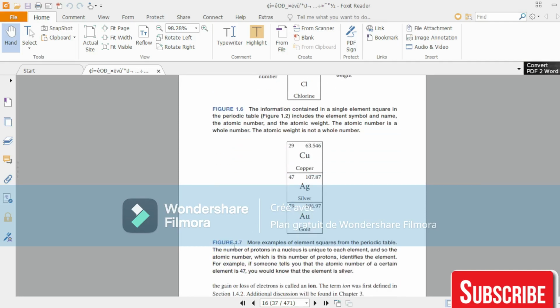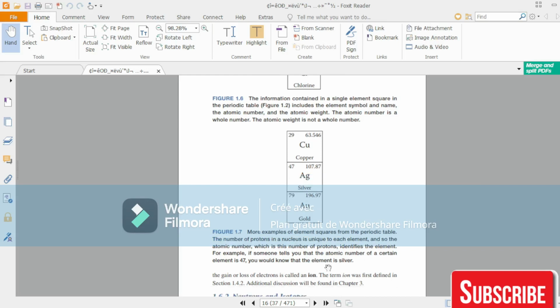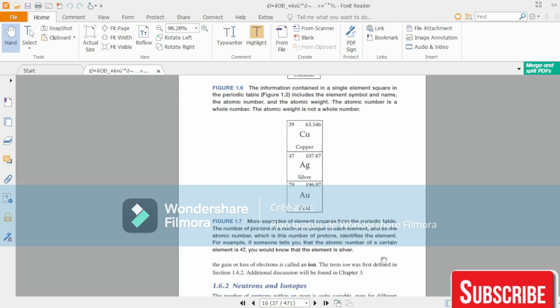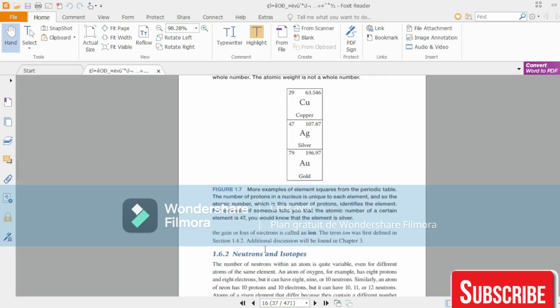For figure 1.7, more examples of element squares from the periodic table. The number of protons in the nucleus is unique to each element, and so the atomic number, which is this number of protons, identifies the element. For example, if someone tells you that the atomic number of a certain element is 47, you would know that the element is silver.